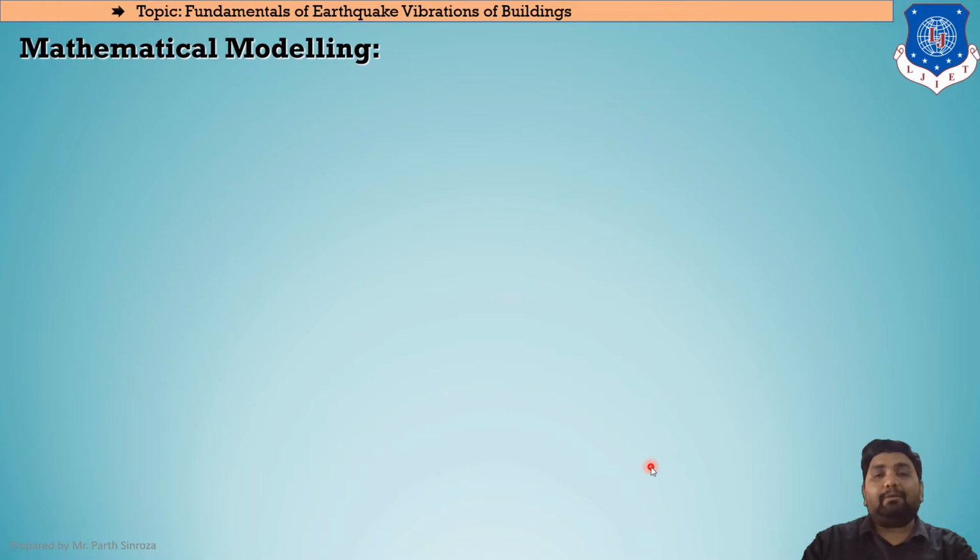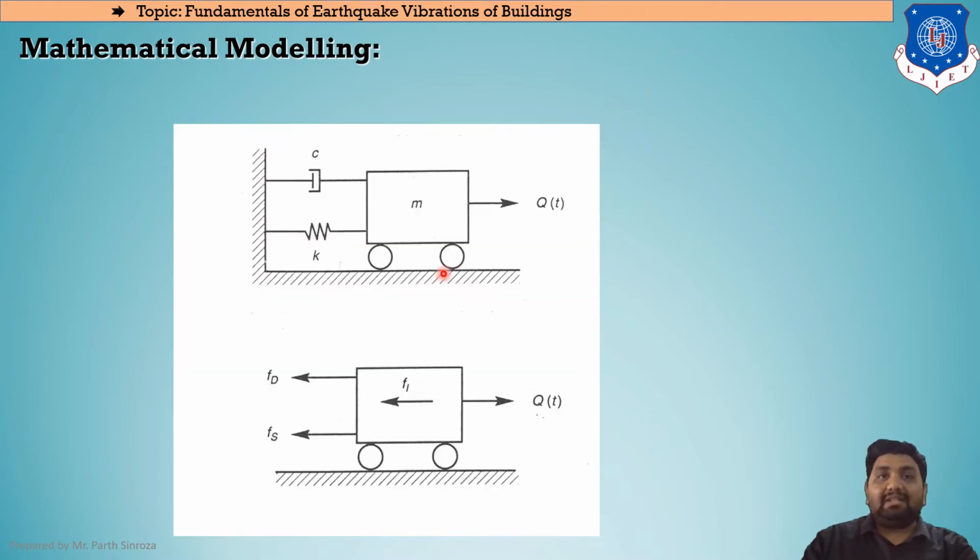Now we'll be talking about mathematical modeling. Now basically what do we mean by mathematical modeling? So for that we'll be taking a basic example, that is a lump mass model. Here you can see that the body is having a mass m, which is connected to a rigid surface. So the connection is via a spring element, and a dashpot is provided. Either you can say it is a dashpot or you can say it is a damper.